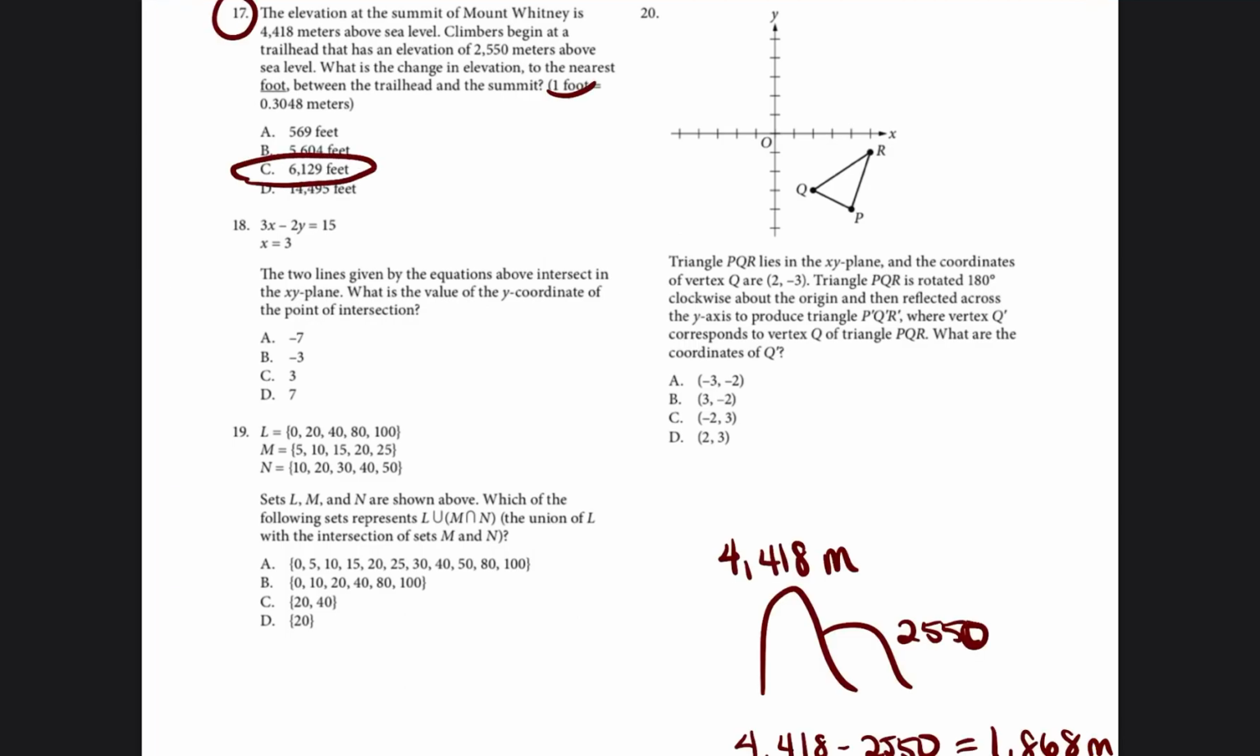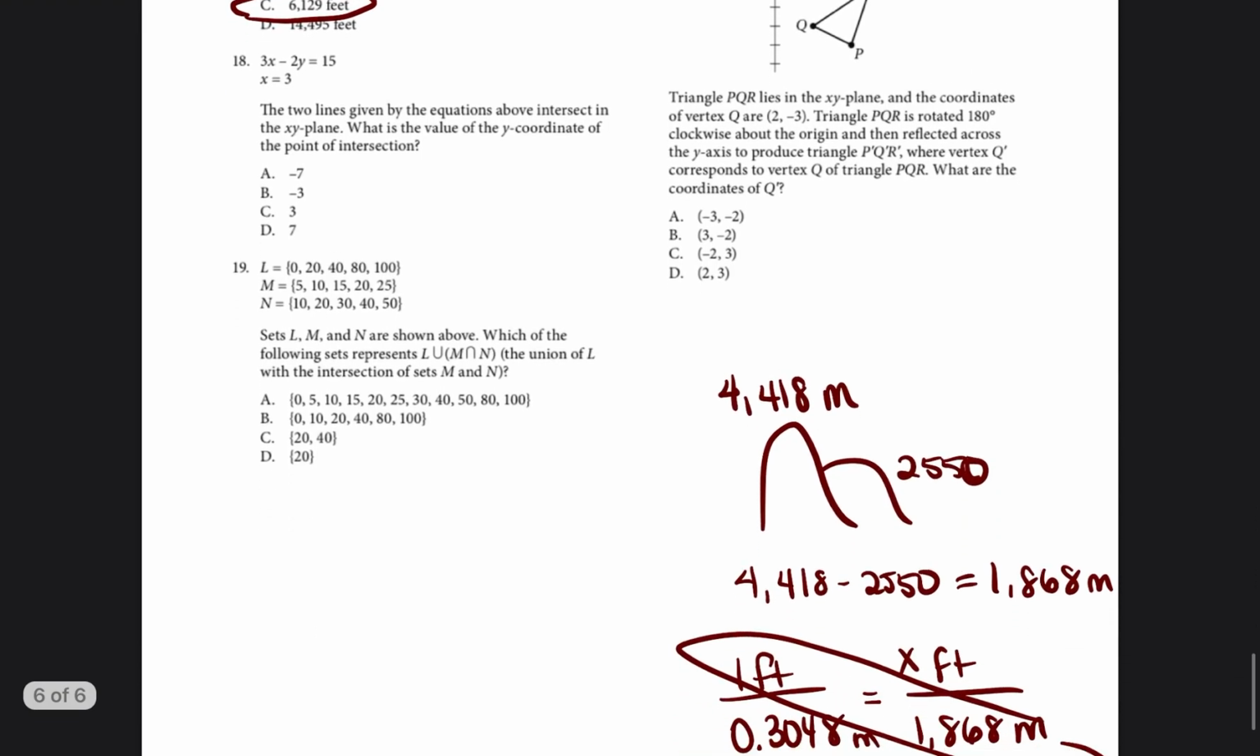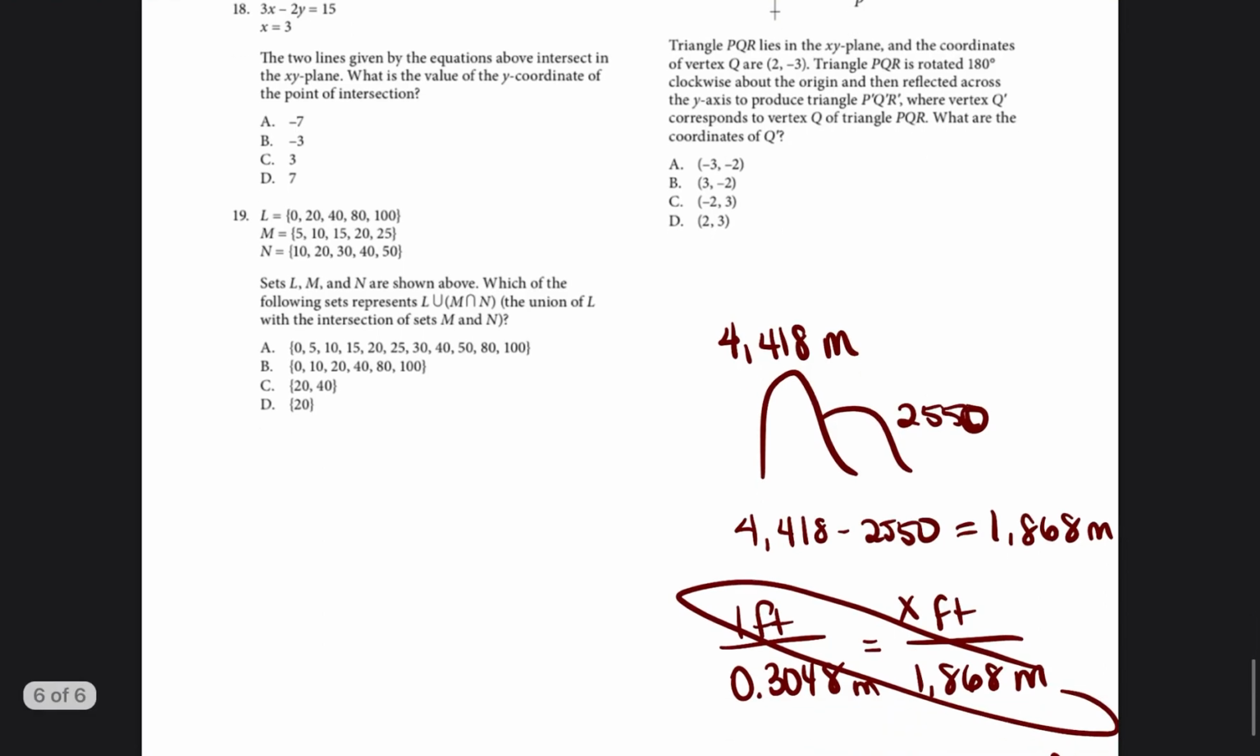So the answer would be C. Okay, so let's go ahead and do 18. It says the two lines given by the equations above intersect in the xy plane. What is the value of the y coordinate of the point of the intersection?